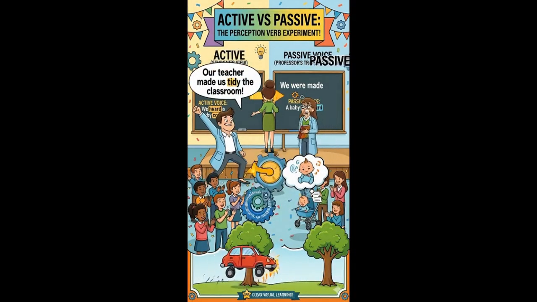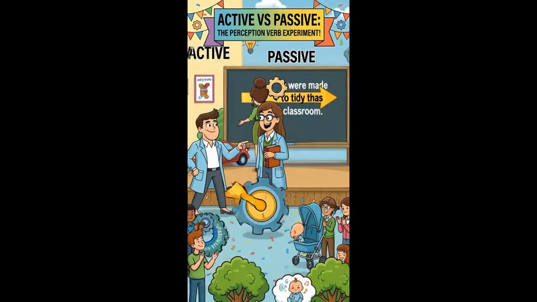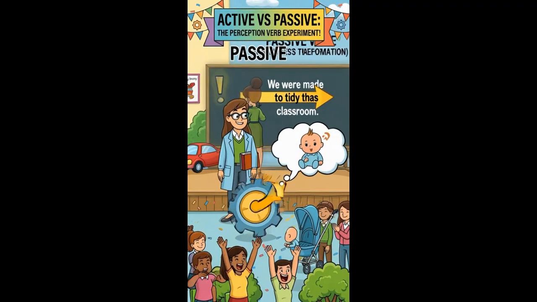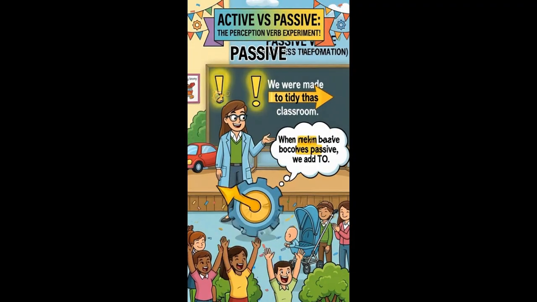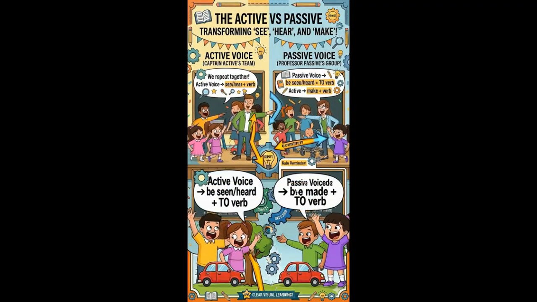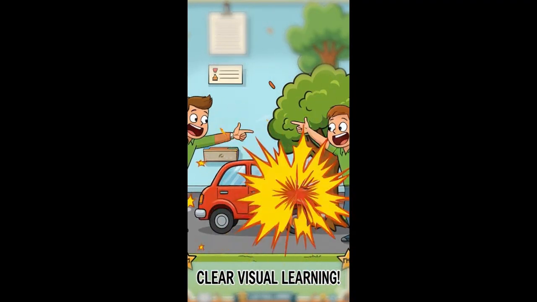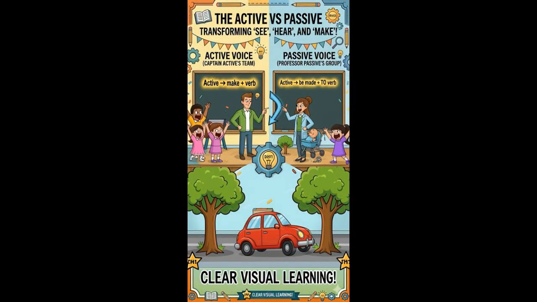Our teacher made us tidy the classroom. We were made to tidy the classroom. When make becomes passive, we add to. Active voice, see here, clever. Active make clever. And from that day, the students of Grammar City never forgot the rule again.